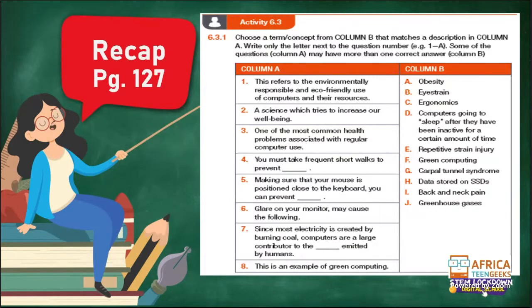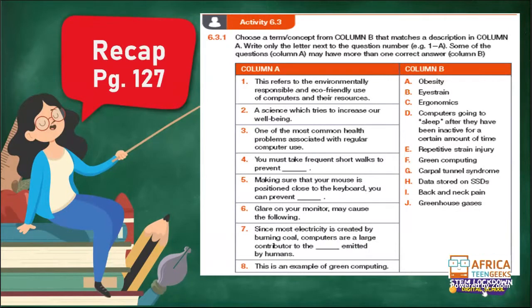And then number 2 is the science which tries to increase our well-being. It's a science. So you say it's C, which is ergonomics. Who else supports C? Ergonomics from Otatile. Ergonomics, and then we have Savo, ergonomics. That's correct. You got it. And then we also have Tapuanashe.